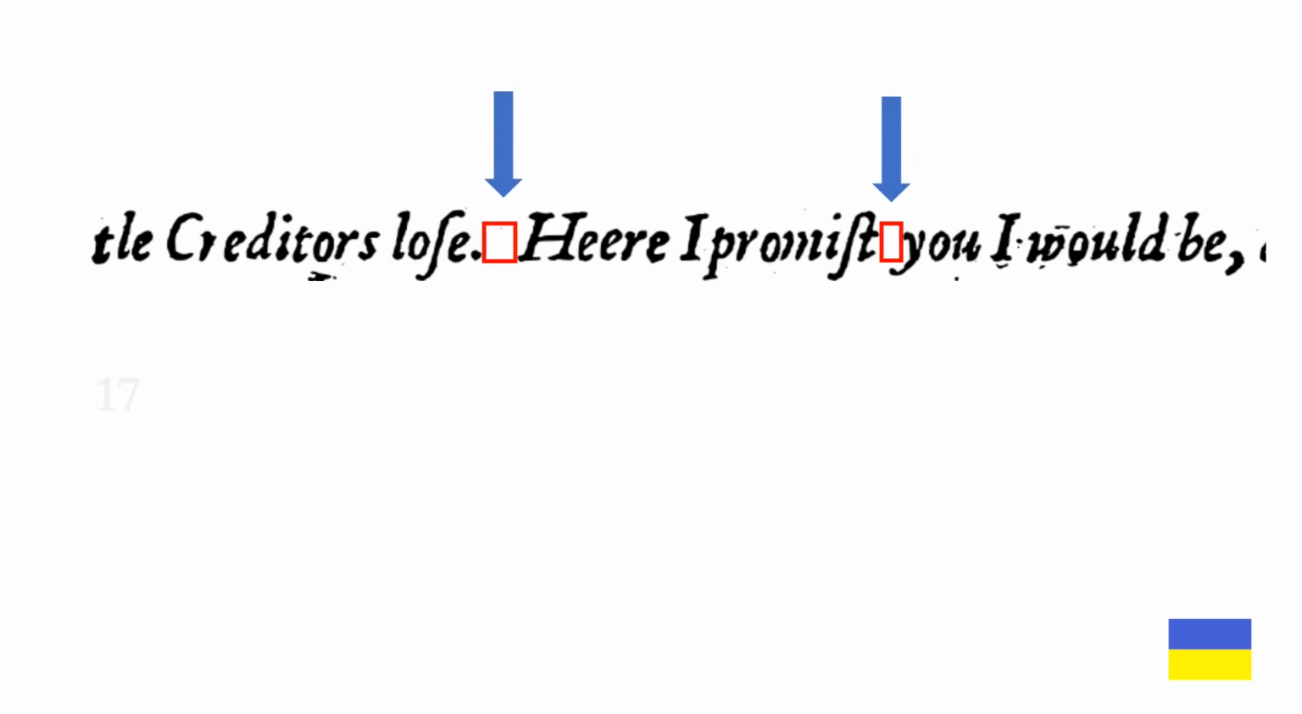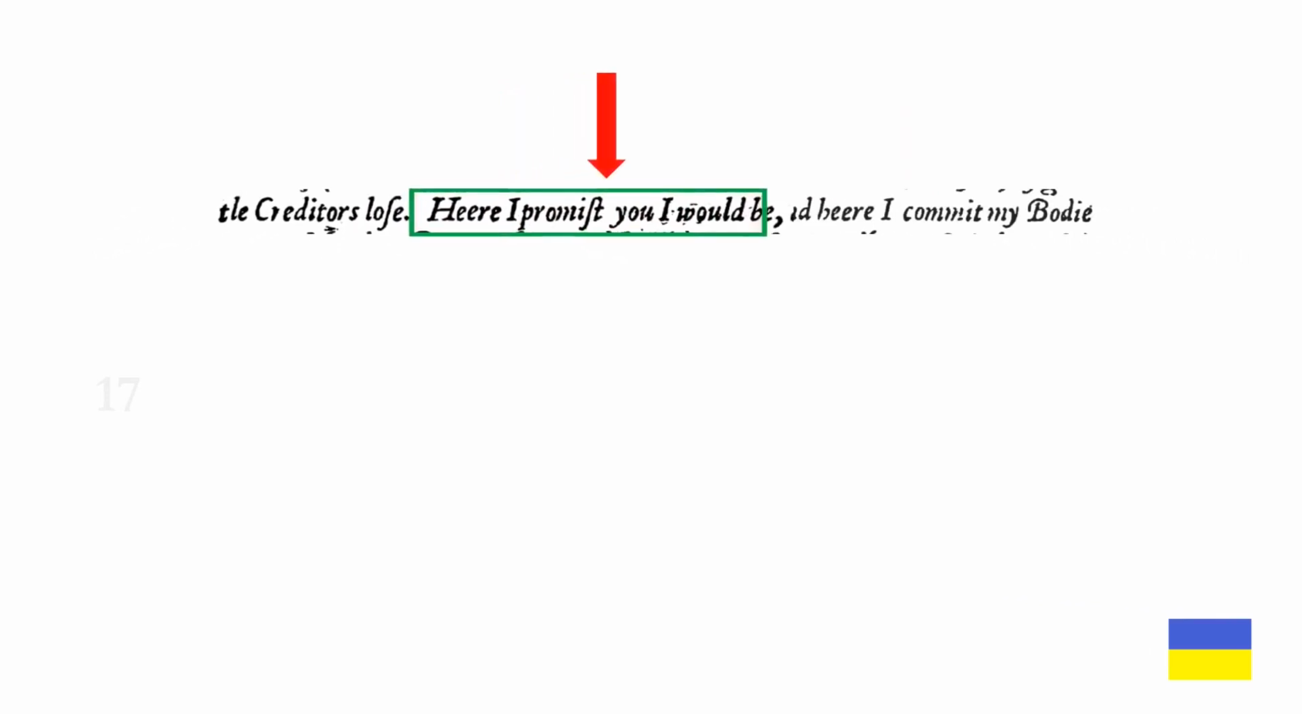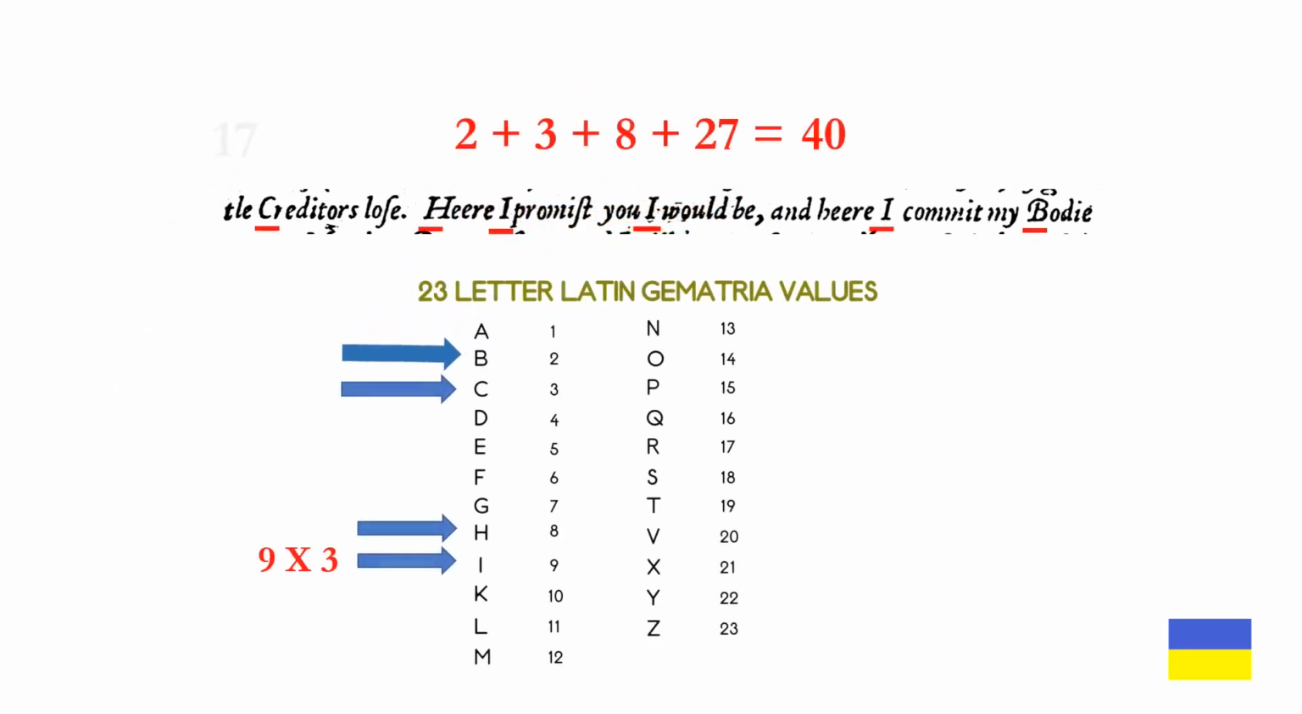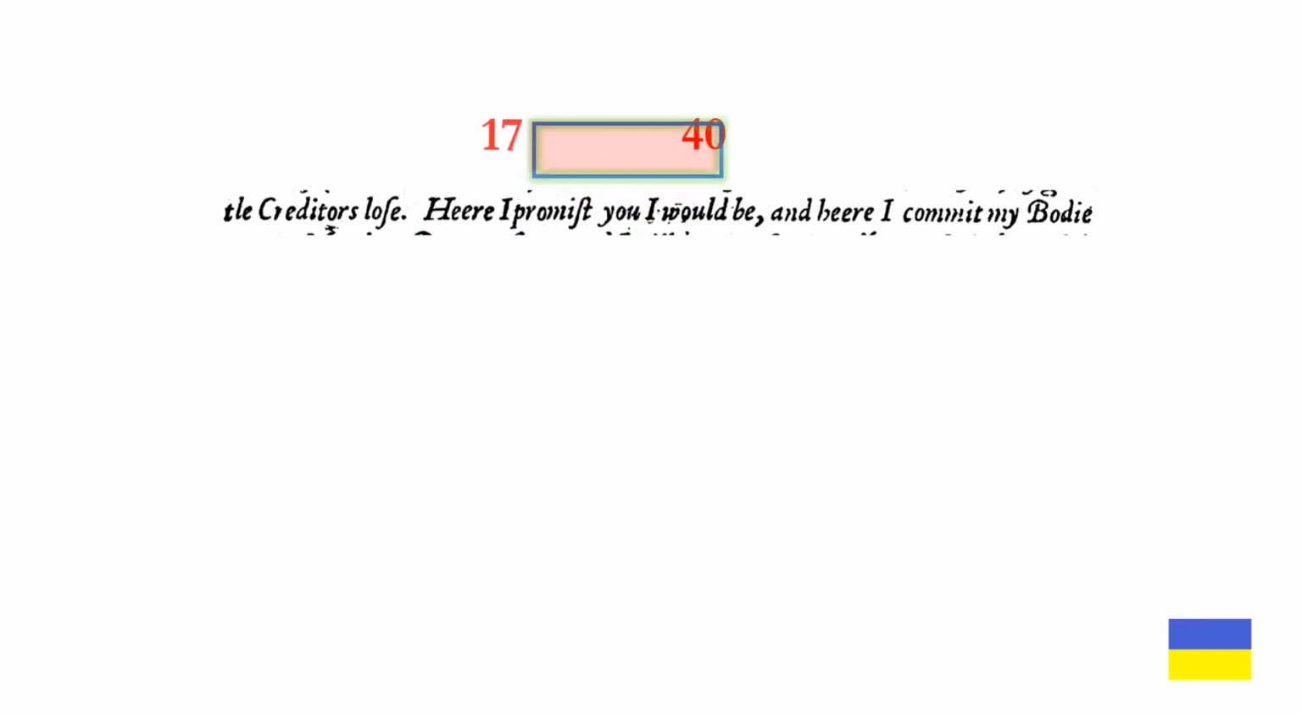Therefore, I conclude that the gaps mean not only is this important, but we have to add the H and the I together separately. However, if you add up all the gematria values of the letters in the line, we get 40. Therefore, this line cleverly hides another 1740 allusion.